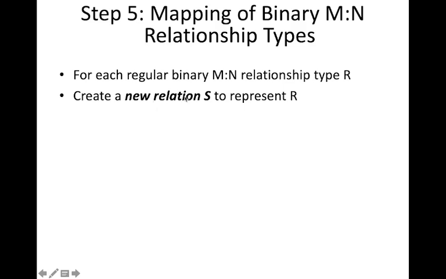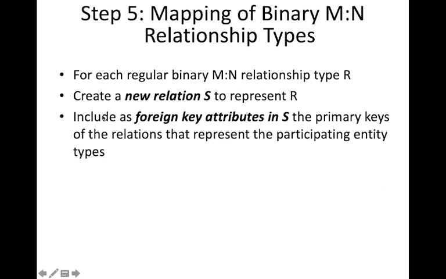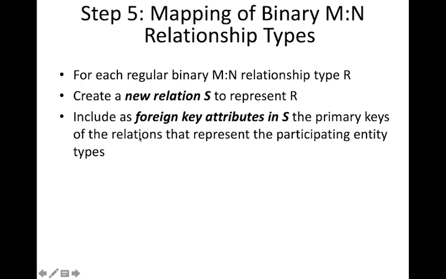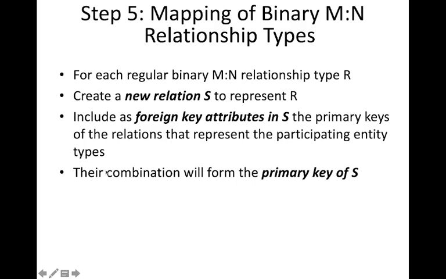So here we are not going to add any attribute. We are creating a new relation. We can call it S. So a new table will be created. And in that table, we have to include foreign key attributes in S, the primary keys of the relations that represent the participating entity types. Since we have formed a new relation, in that new relation we will have foreign key attributes. What are the foreign key attributes? It will be the primary keys of the participating entity types. You will see an example, then you will understand. And their combination will form the primary key of S.